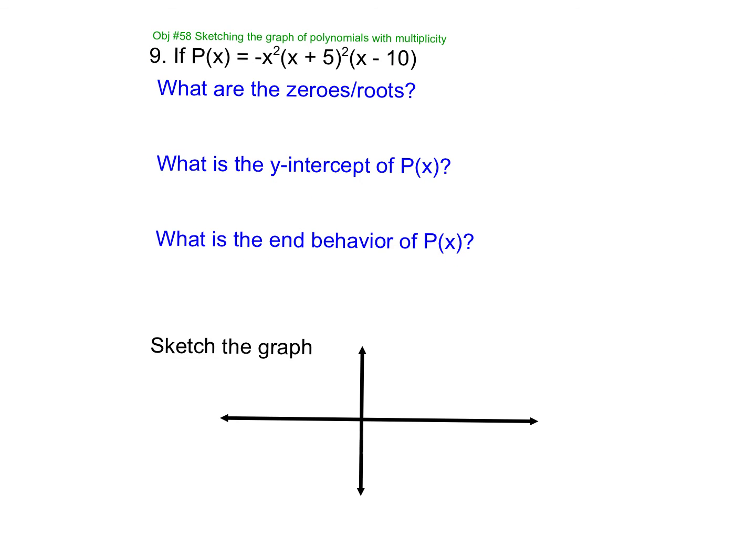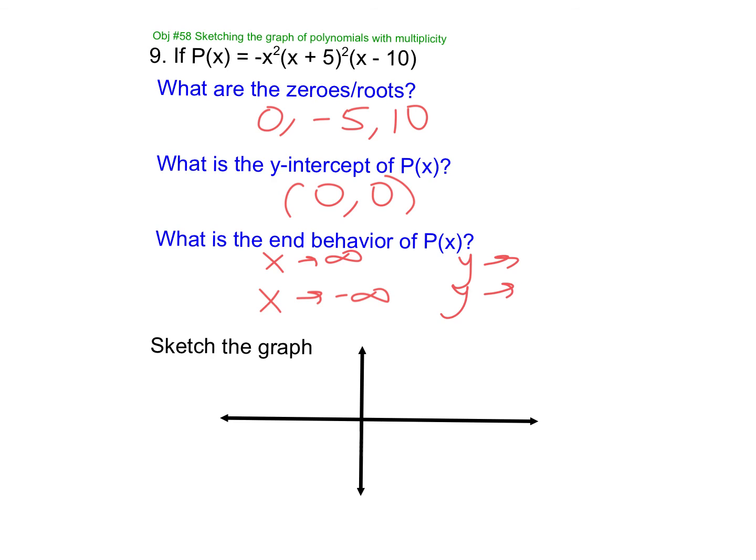Okay, last one. Pause and try it on your own. So we've got our roots of 0, -5, and +10. Again, y-intercept is (0, 0). x goes to infinity, x goes to negative infinity. Let's see what happens here. So I've got that negative x squared, so negative squared squared, so plus plus plus.